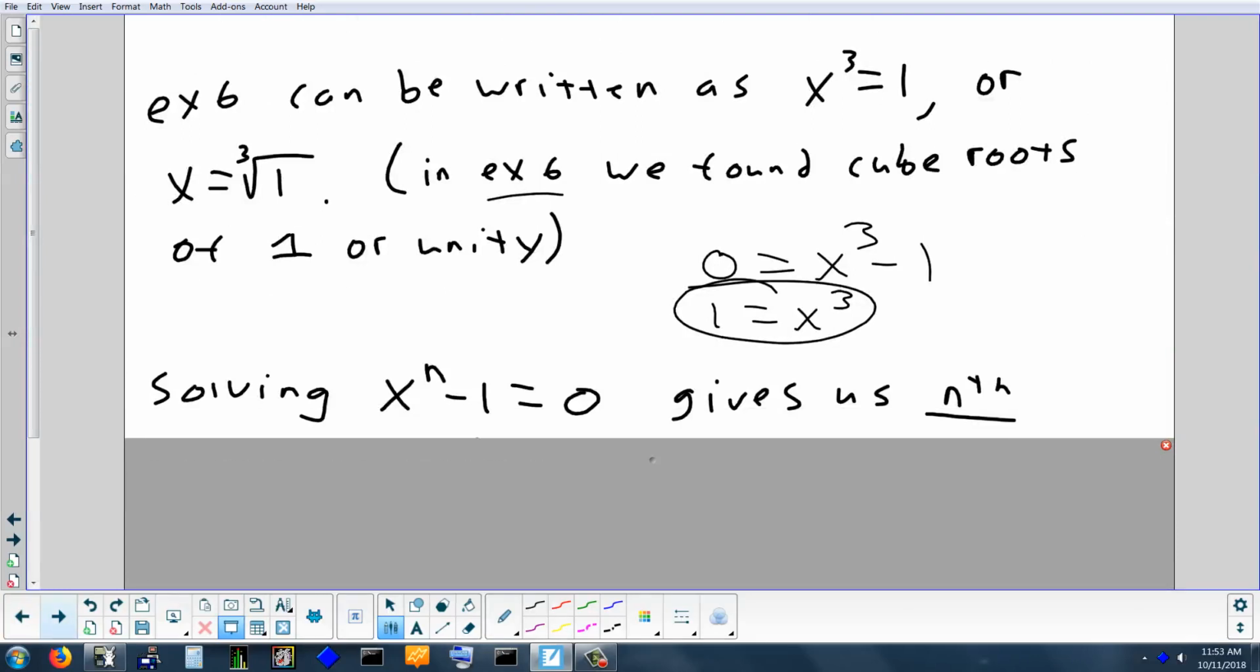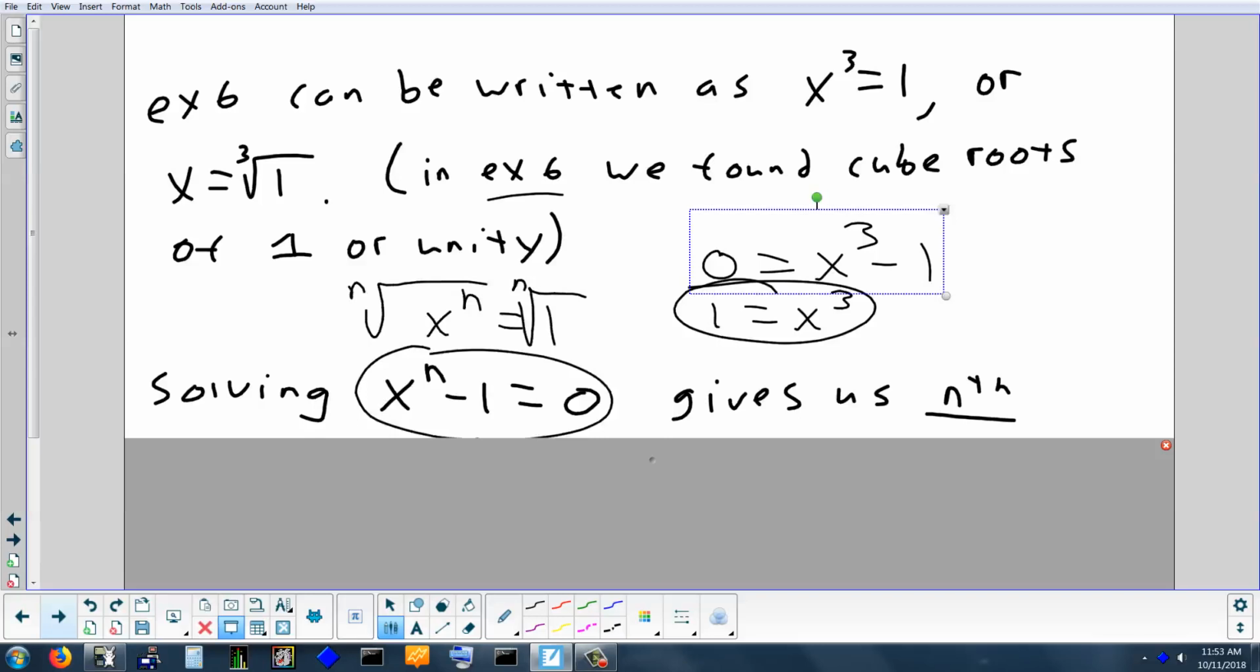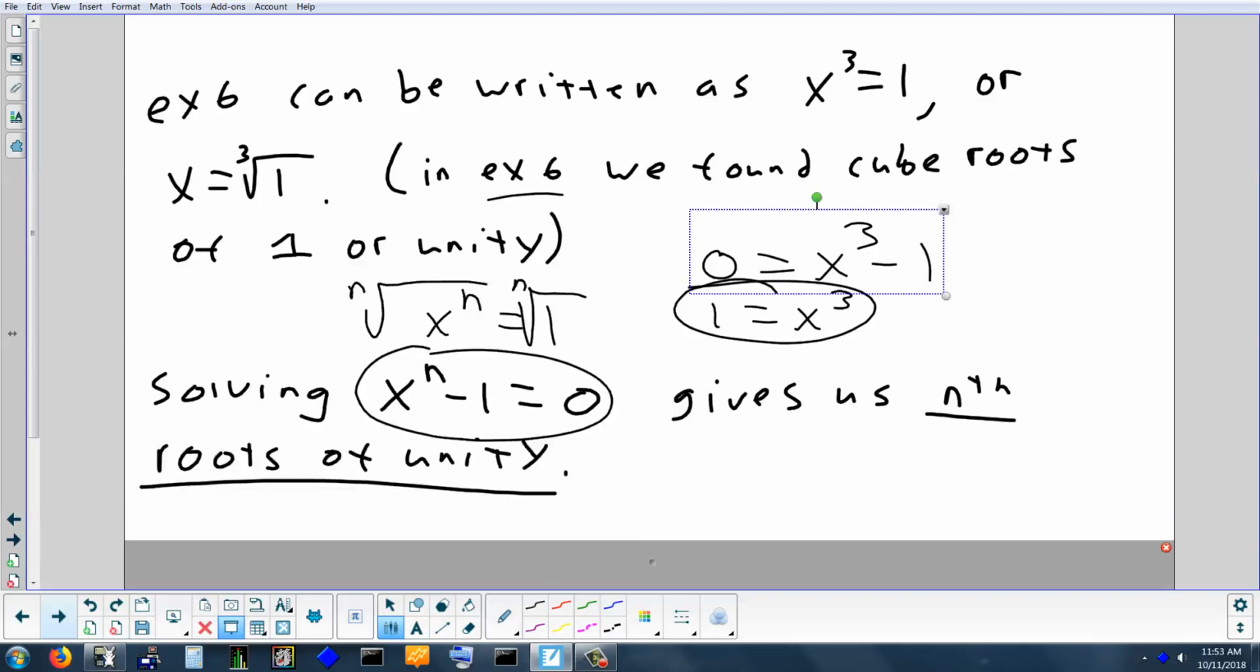So if you set up any equation where you have x to a power minus 1 on one side by itself, and you have 0 on the other, think of this equation like this: x to the nth equals 1. Well, to solve that problem, you would think, oh, take the nth root of each side. So solving this equation gives you the nth roots of 1. And whatever n is, that's how many answers you should have.